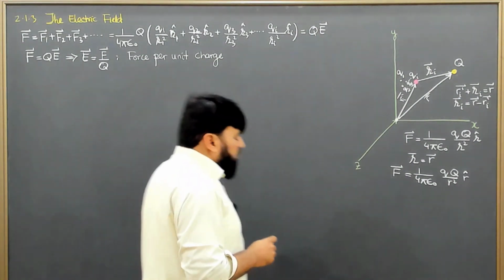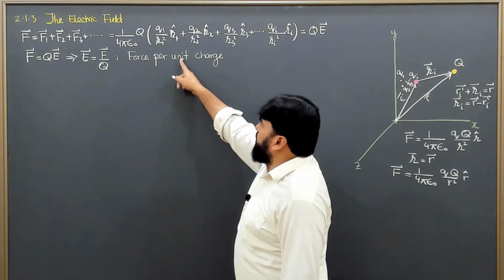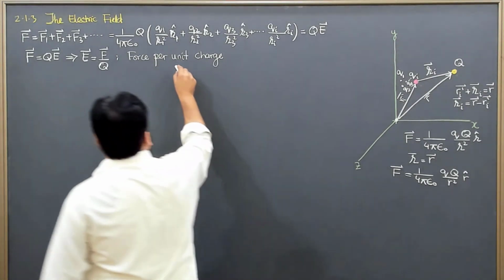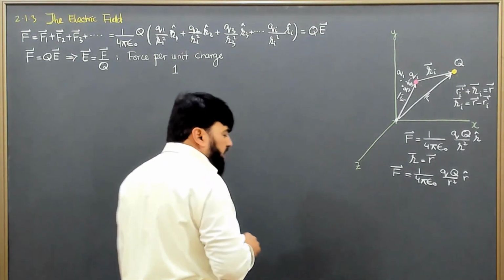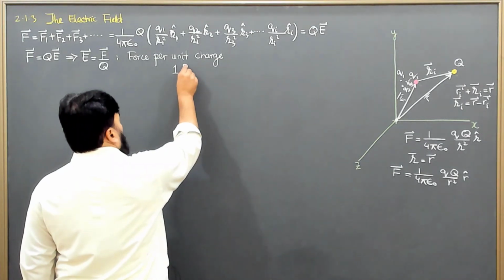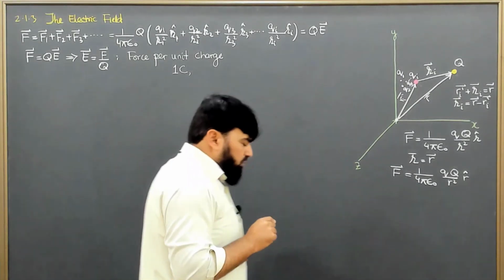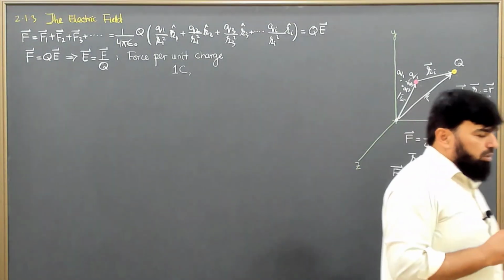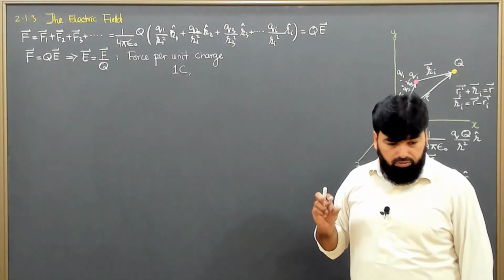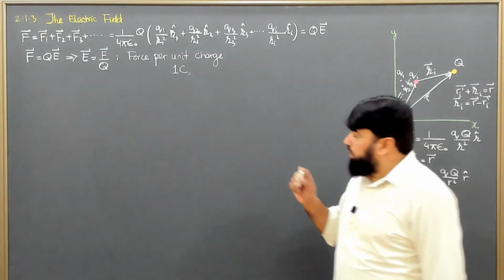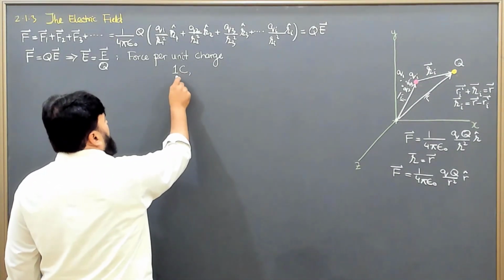So this is the force per unit charge. Now what does unit mean? Unit, we know that it means 1. But we know that charge has a unit, and this is coulomb. So 1 coulomb, and the unit depends on the source charge. Because if, for example, the source charge is in coulomb, then the unit charge will be 1 coulomb.